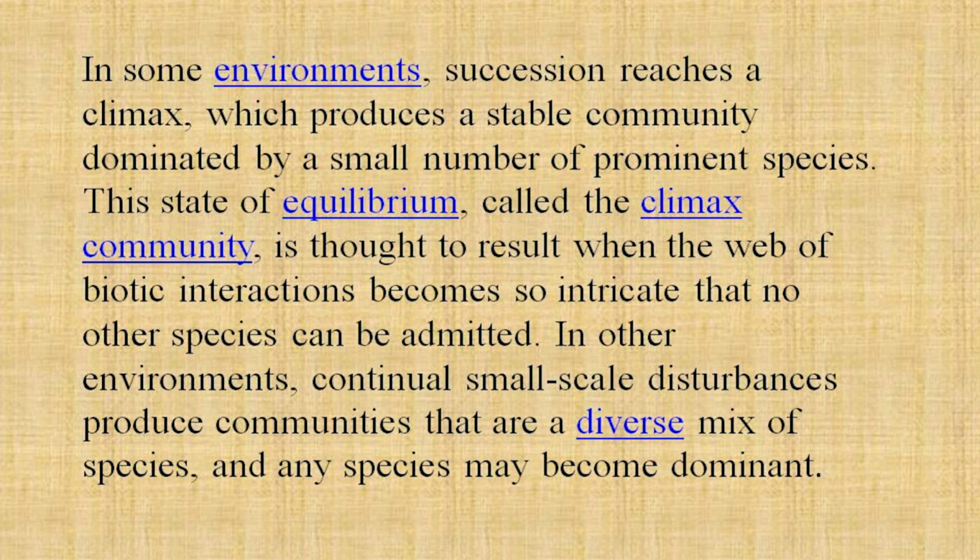In some environments, succession reaches a climax, which produces a stable community that is dominated by a small number of prominent species. This state of equilibrium is called the climax community. It is thought to result when the web of biotic interactions becomes so intricate that no other species can be admitted. In other environments, continual small-scale disturbances produce communities that are a diverse mix of species, and any species may become dominant.